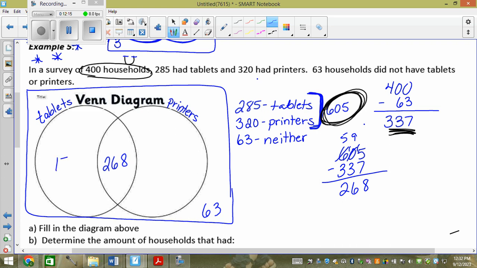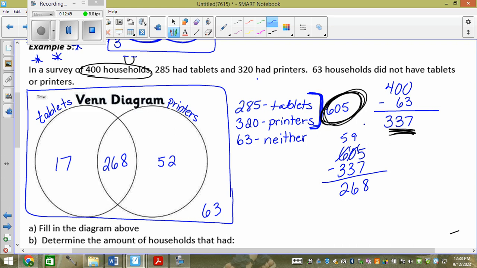17. Never show your math in your Venn diagram. They take marks off in 30-2. Like if you went in that spot and you went 285 minus 268 equals 17, they don't want to see your math in there. You can do your math off to the side. They want to just see a number there. Okay? And then how do I find only printers? 320 minus 268, which is? 50.